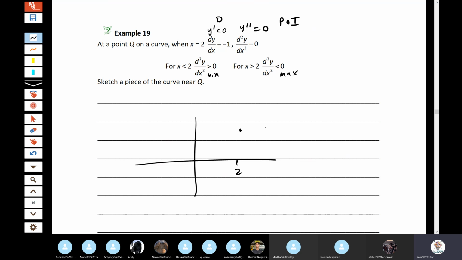Okay. And then before 2, so anything less than 2, it's a minimum, which we know looks like this. And after 2, it's a maximum, which we know looks like this. So let's see if you guys agree. Can you see it? Can you see my min? Can you see my max?